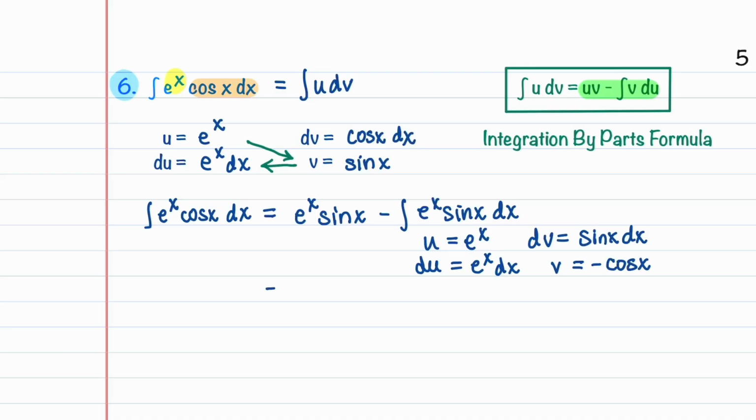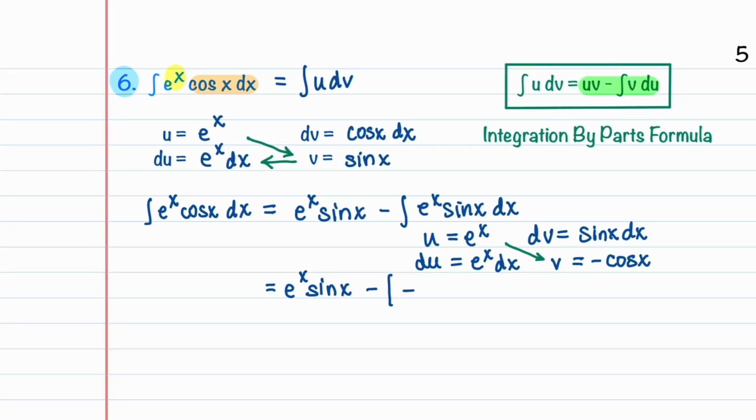Now let's see what we get. We can't forget this first term here, e to the x sine x, so we'll write that down. And then we're going to subtract off u times v. That gives us minus e to the x cosine x. And then we have a minus the integral of v du. So that's minus the integral minus e to the x cosine x dx. We'll wait till the very end to add our plus c.